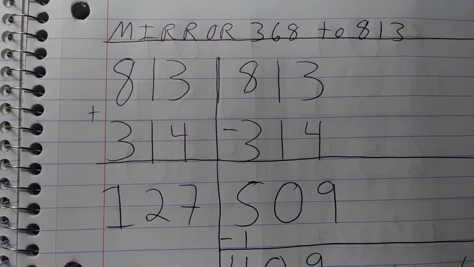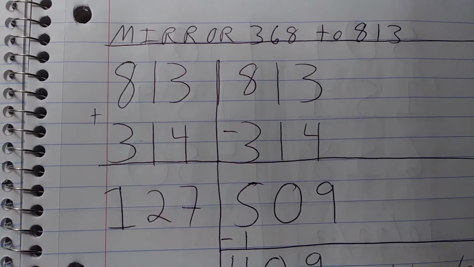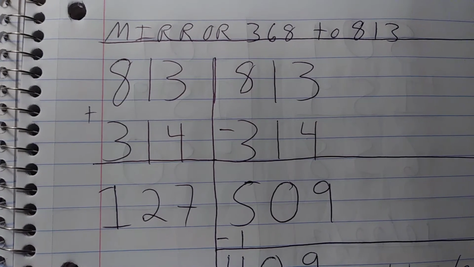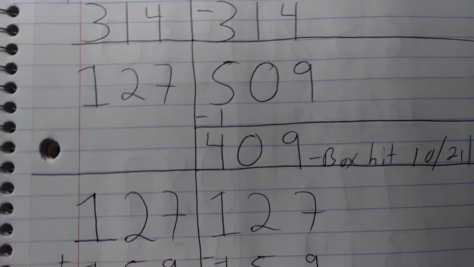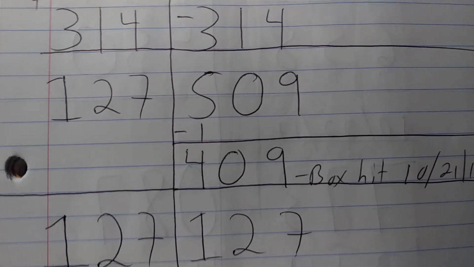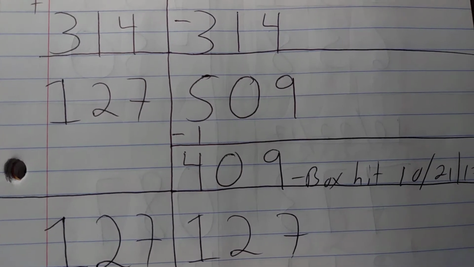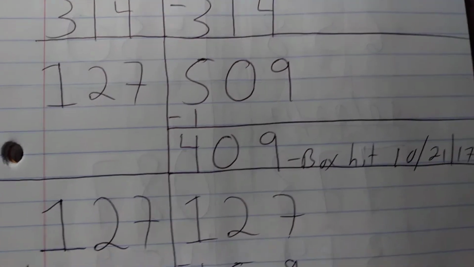You're going to also subtract off 314, so 13 minus 4 is 9. 1 minus 1 is 0, and then 8 minus 3 is 5, so 509. You're going to subtract off the 1 from the 5, and then that'll be 409, and that was a box hit on October 21st.